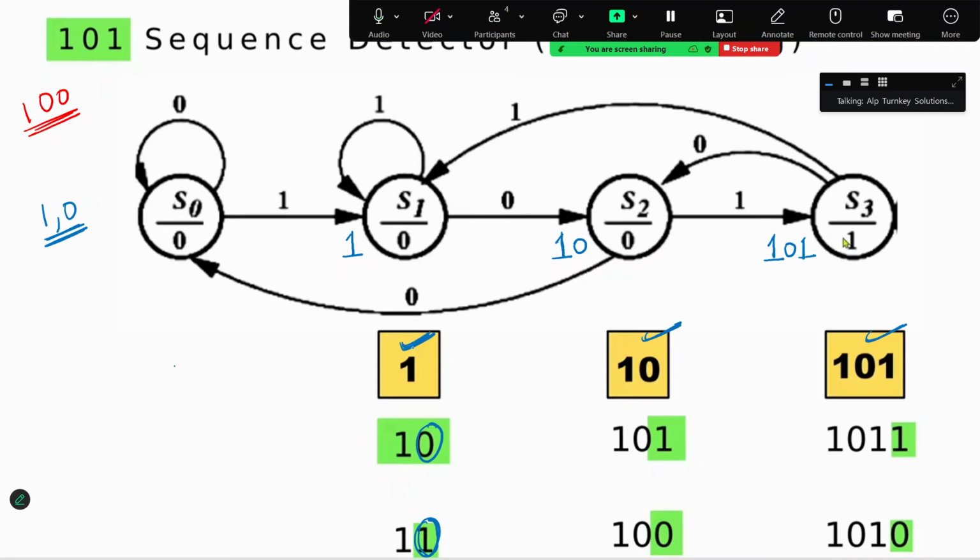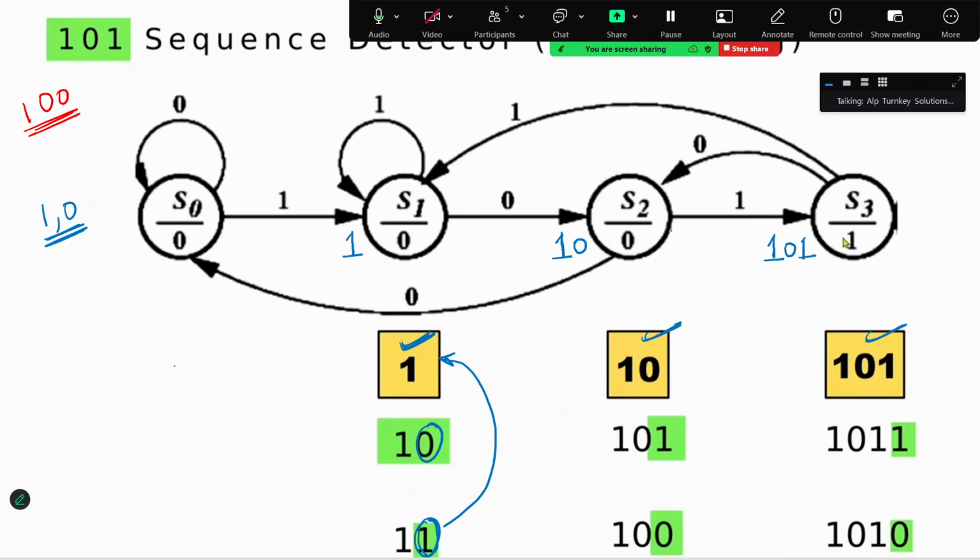This last sequence is matching, so that's why it will stay in the same state. This one is matching with this one, no? Where this is matching, it will be in the same state. If it is 0, what? 10 means it will go to the next state.